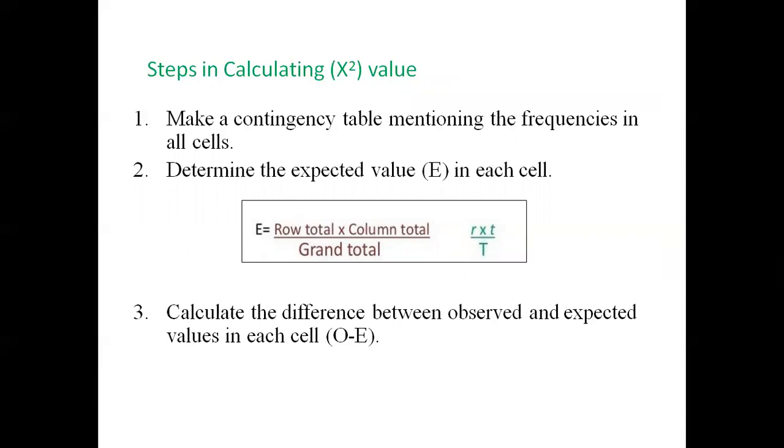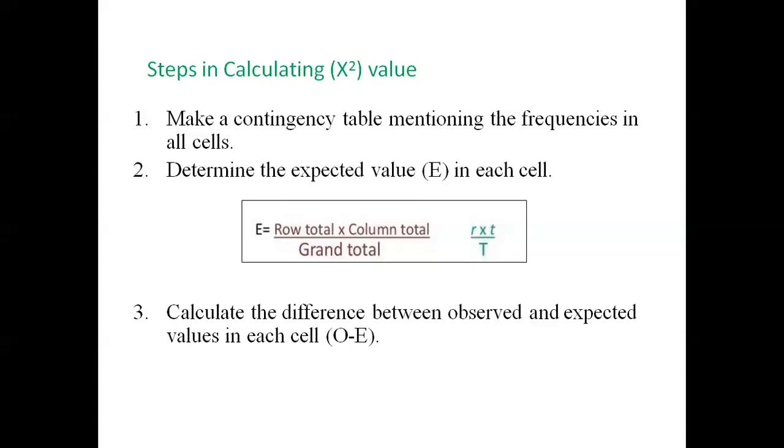As I told you, whenever you make the table, you take the row total times the column total, divided by the grand total. So R into C divided by capital T. That is the row total into the column total divided by the grand total. You will calculate the expected value this way.